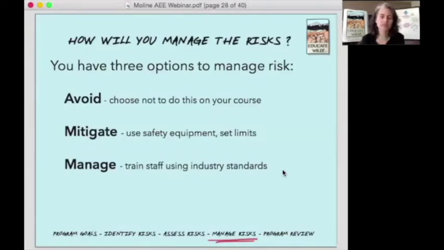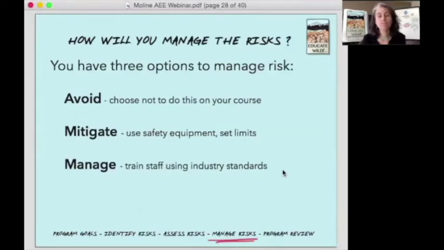And let me give you some examples to clarify this. So risks that are commonly avoided on field courses, alcohol, for example. A lot of us have chosen, even in adult programs, not to drink on course. It's just not allowed on the course. It just makes things simpler. We know that people can make bad decisions while drinking, so we just take that out of the equation.